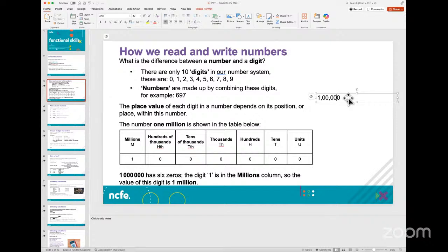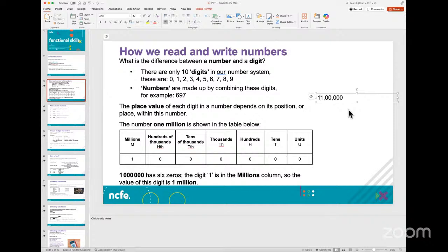Then it goes to tens. Then the third number is in the place of hundreds. Then you have 1,000. Then you have 10,000. You have 100,000. And if I were to put another number here, that will become million, right? So this is how you identify the value of each digit depending on the place it is in the number.